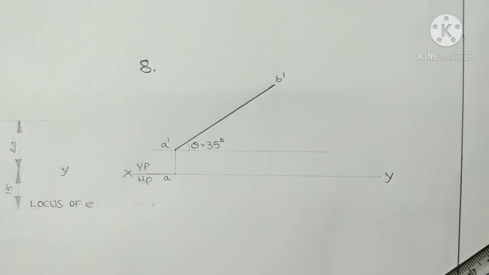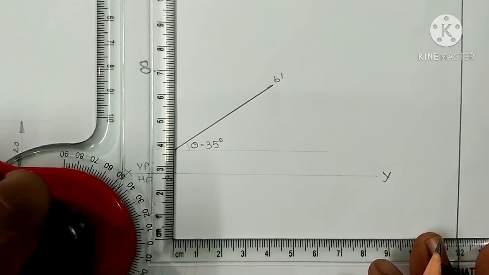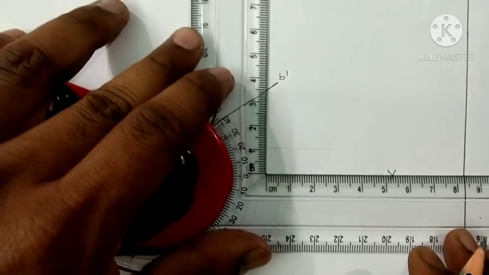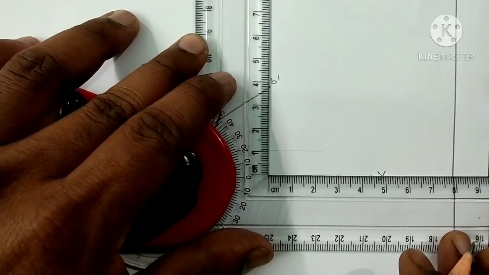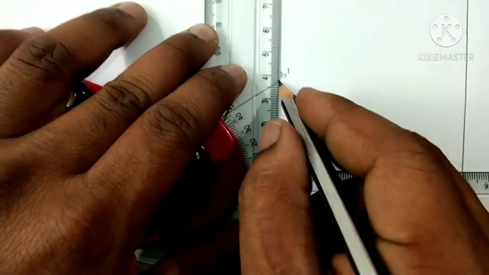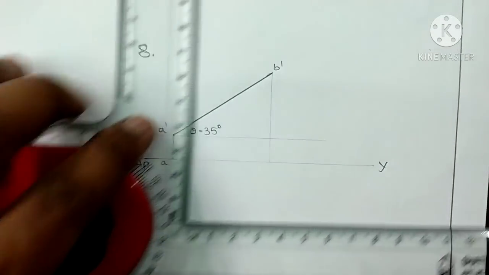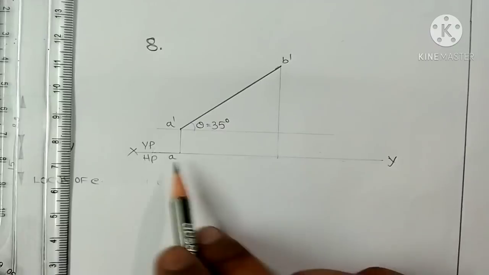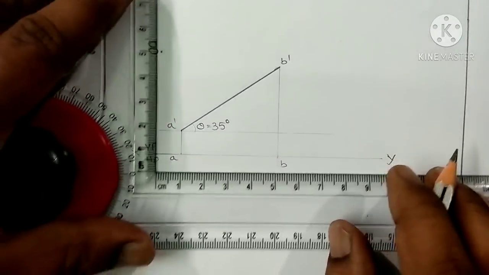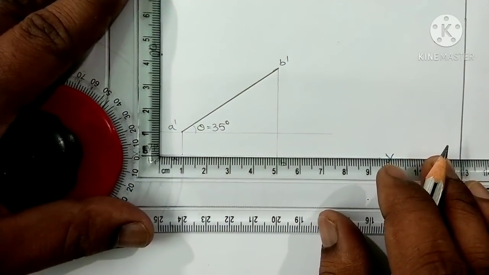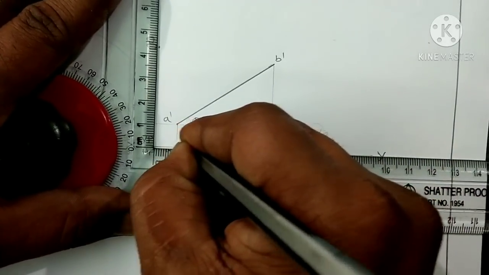And next, once we got B dash, we should project that particular point onto the reference line only. Don't extend downwards, because here the line is touching the vertical plane. If we have an in front of the VP condition, we should extend that projector downwards. We don't have an in front of the VP condition. That is why we should not extend these two lines downwards. So here B dash becomes small b, and next we should join A and B by means of an HB pencil. This is the top view of the line AB.